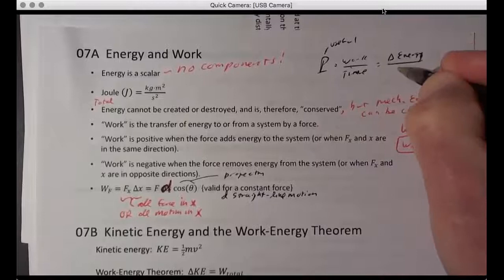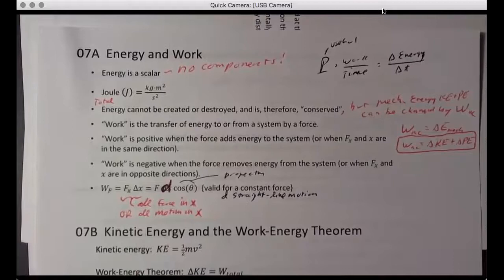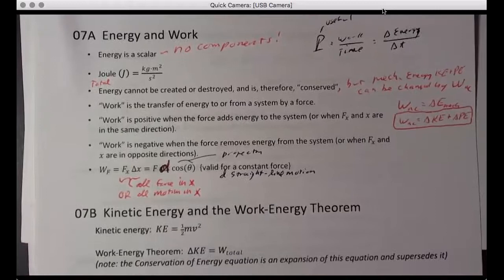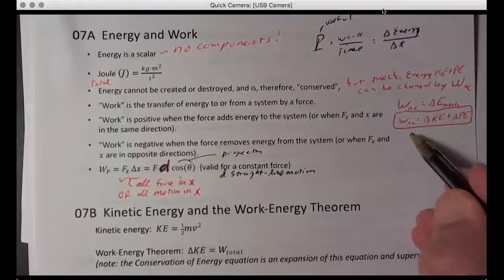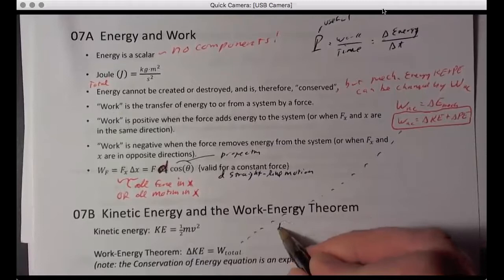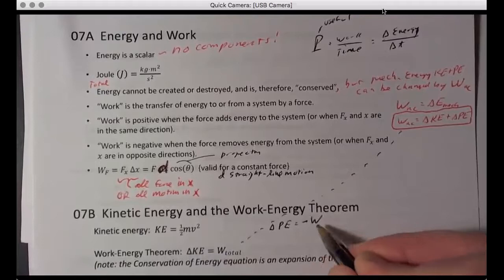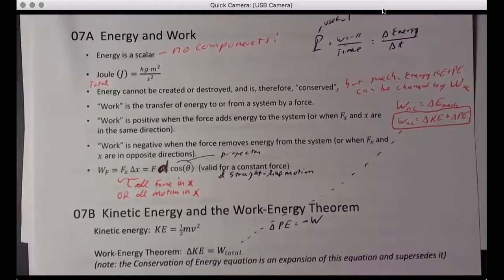And so that comes up a little bit later on. When you're talking about the work energy theorem, it's the total work done, the change in kinetic energy. How do these two connect? They're connected through potential energy. Delta PE is equal to minus the work done by whatever force it is, by that force.